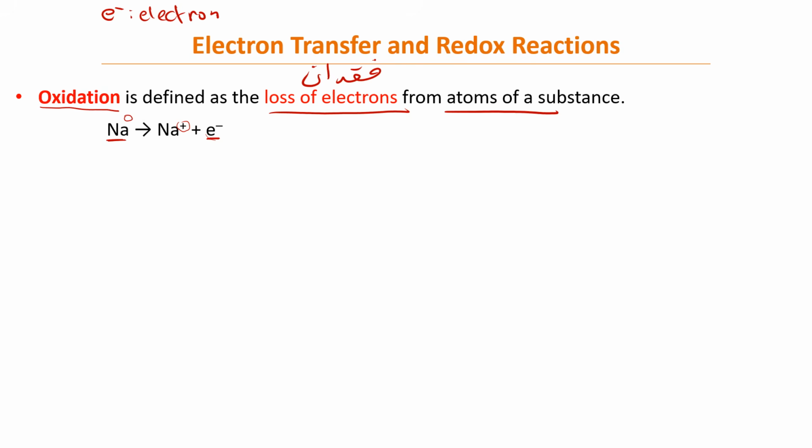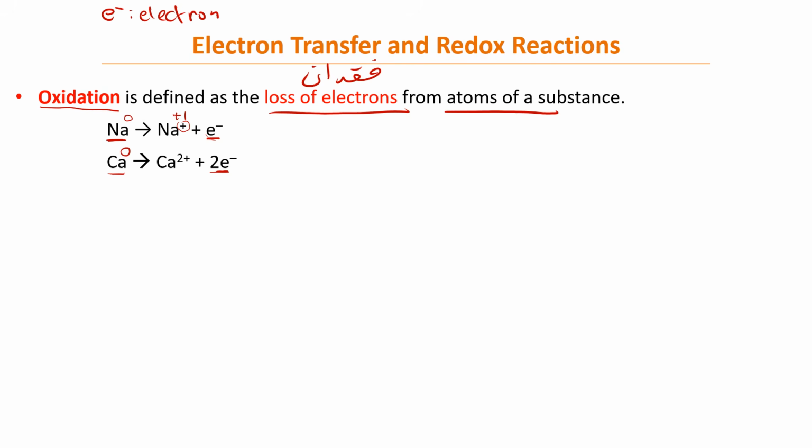Why did I put one electron? Because the charge was 0 and here it's +1. So when you lose one electron, it's like adding +1 to 0, and 0 plus 1 is +1. Okay, another example, Ca becomes Ca2+. Here the charge was 0, here positive 2. It means it lost 2 electrons.